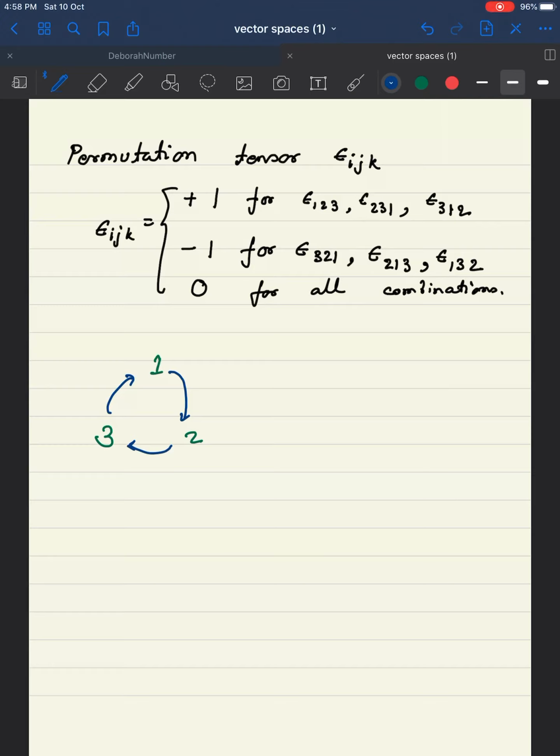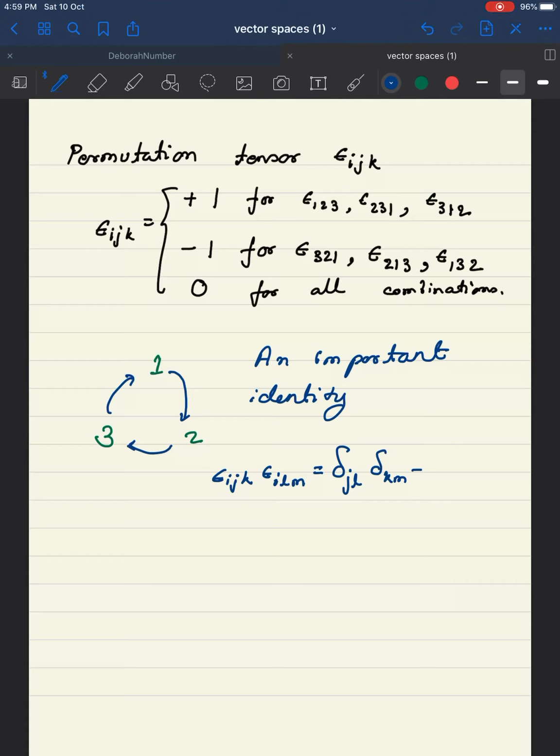So, this is a very important variable that is often used in many cases, and again an important identity, which you might want to sit down and prove, is epsilon i j k multiplied by epsilon i l m is equal to delta j l delta k m minus delta j m delta k l. Again, something I am leaving out for you to take a look.